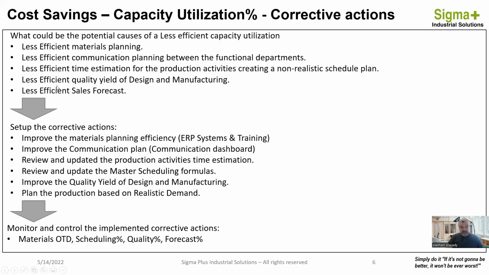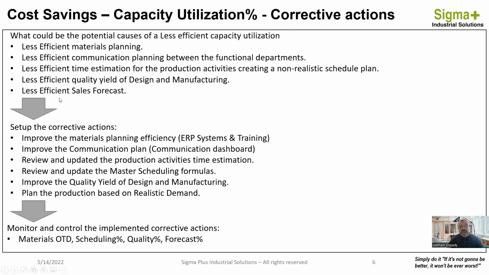Okay, one of the other potential causes of having less capacity utilization could be related to the quality yield of the design and the manufacturing. Too many errors are coming into the design, leading to rework and wasting time until we find the root causes of the errors that occurred in the design. And this is also one of the causes that could affect the production time.